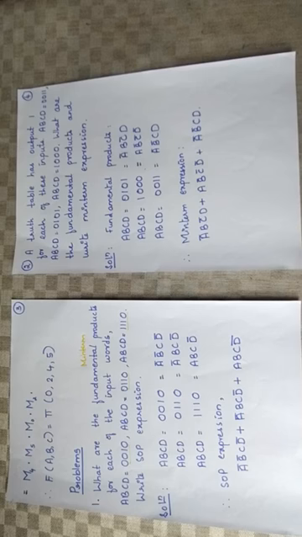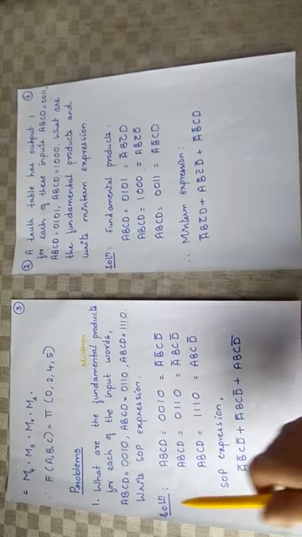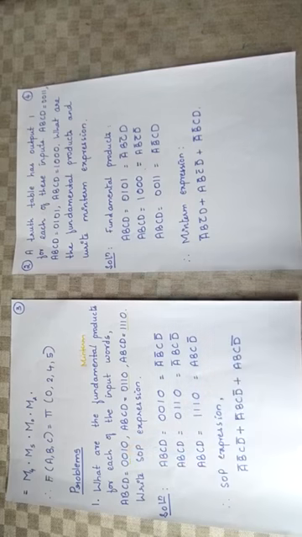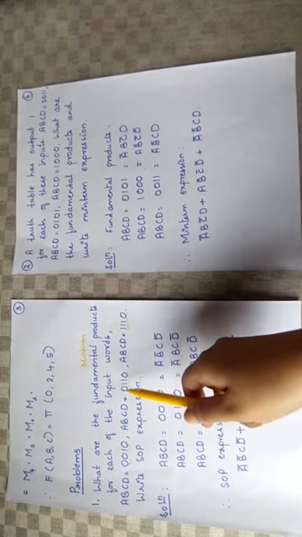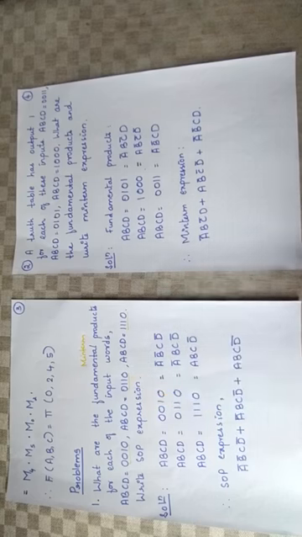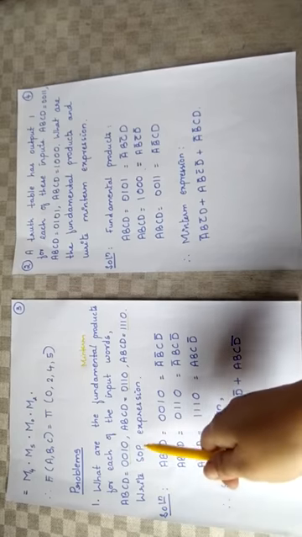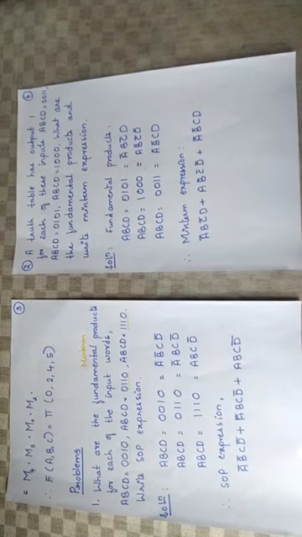So the question says, what are the fundamental products for each of the input words? That is, the first one, we have four literals A, B, C, D which are holding the values 0, 0, 1, 0. Then we have another one A, B, C, D holding the value 0, 1, 1, 0. The next problem A, B, C, D with the value 1, 1, 1, 0. Then the question says, write sum of products expression. So how exactly we have to solve this particular problem?